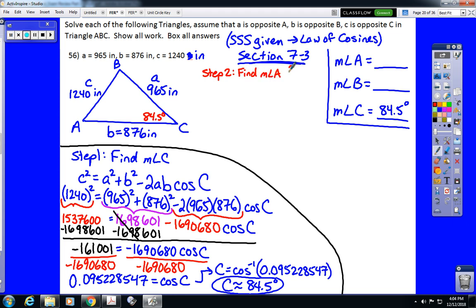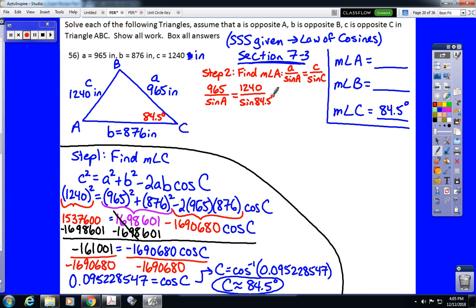We're going to do that by doing a over sine A equals c over sine of angle C. We're going to use the law of sines. So we say 965 is to the sine of angle A as 1,240 is to the sine of 84.5 degrees.